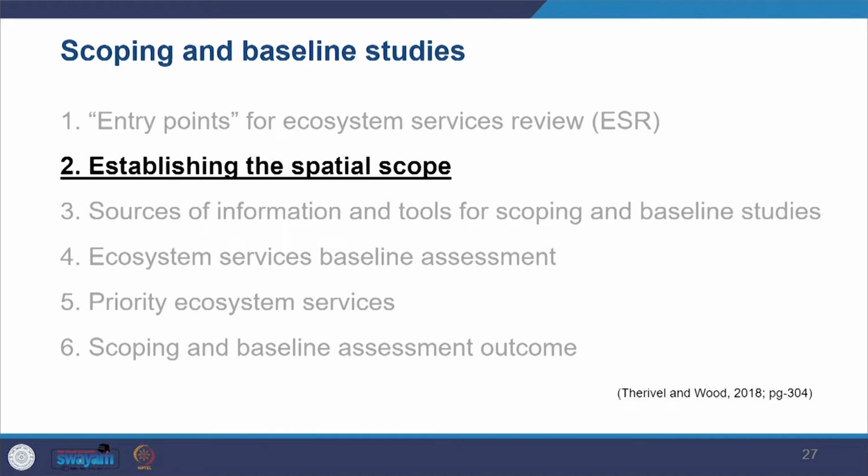Now we'll look at how to establish the spatial scope. Defining the spatial scope of an ecosystem services review can be challenging. It can be very difficult because services produced in the study area may be used by people considerable distance away. So whatever is being produced in your area, there might be users at different other places. So it might be difficult for you to recognize them.